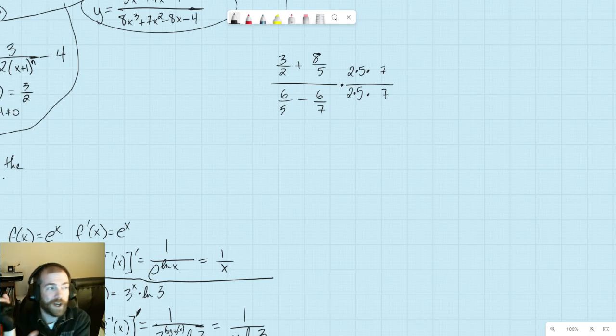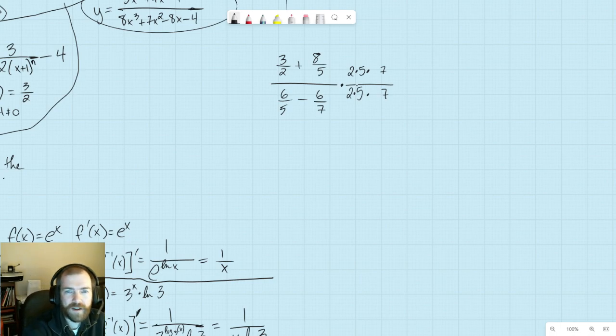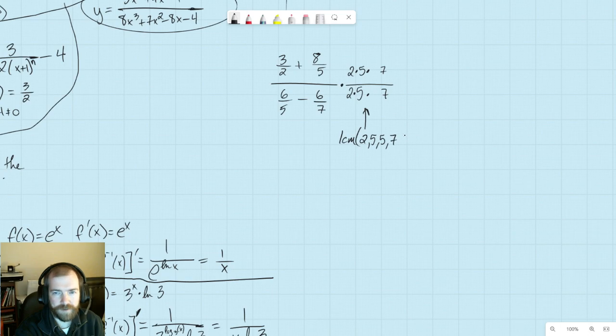So we are multiplying across, not cross. Okay, so here we're going to multiply both the top and the bottom by a 2, a 5, and a 7. Or if you want to say, what is this thing? This thing is the least common multiple of the denominators. The 2, the 5, the 5, and the 7. Which is 2 times 5 times 7, which is 70. So if you want to multiply by 70, you can do that.